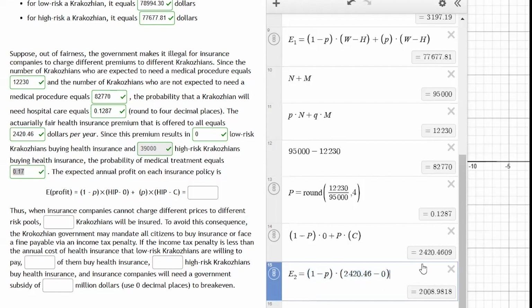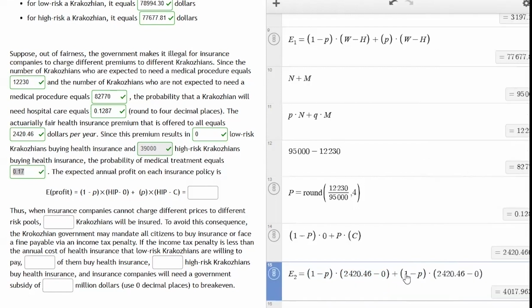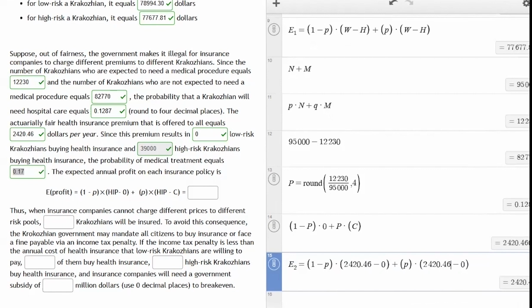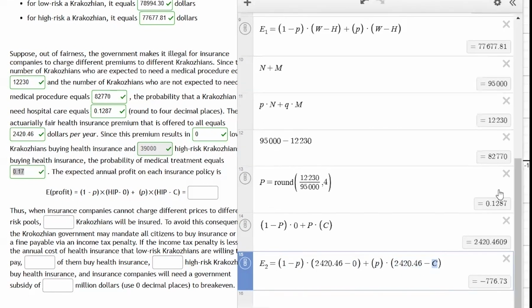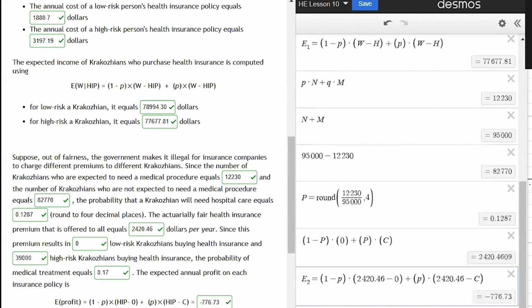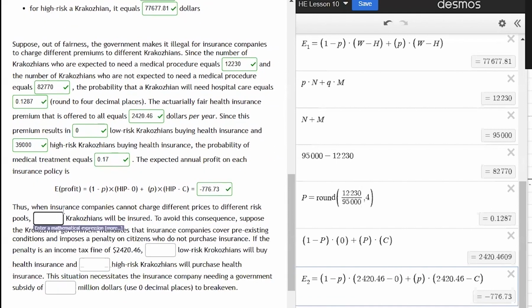Now I'll copy this and I'll add it to here. I'll change this to just p. This is that insurance premium, right, where everybody's pooled together, and they have to subtract off the cost. So this is the probability of needing the procedure. For somebody who needs the procedure, the insurance company is collecting that from them and paying that out. So notice the expected profit is a negative 776.73. If each policy is losing the insurance company money, the insurance company will go out of business and nobody will be able to insure. So that will result in 0 Caucasians being insured.